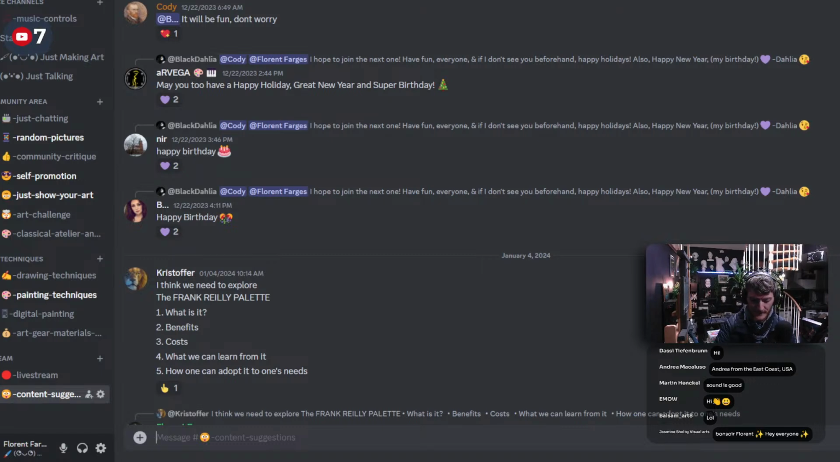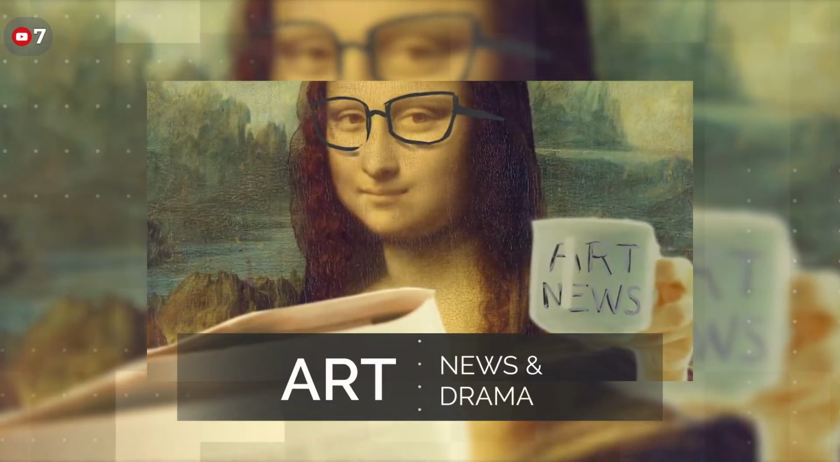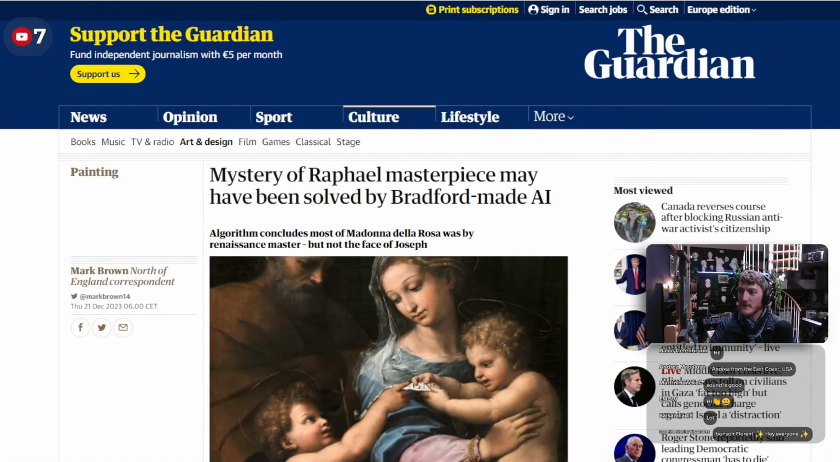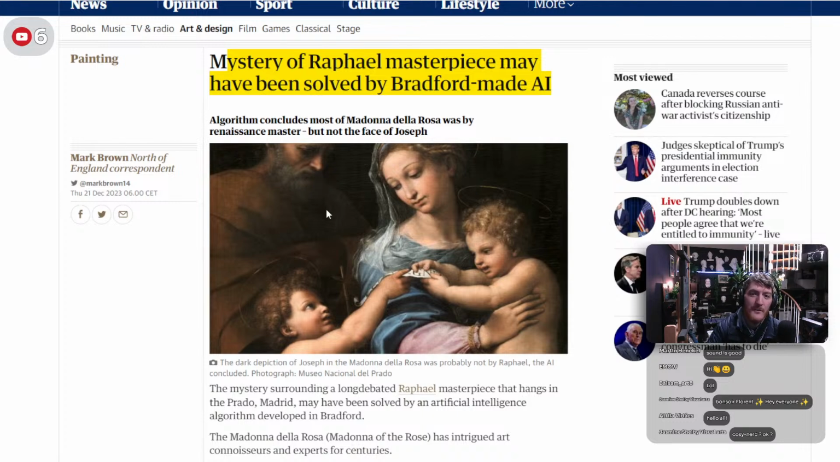But first we have to do art news. Your favorite art source for news is this channel. 100% trusted art source. And this is from the art section in The Guardian, British newspaper: Mystery of Raphael masterpiece may have been solved by Bradford-made AI. Okay, nice. Algorithm concludes most of Madonna della Rosa was by Renaissance master, but not the face of Joseph.